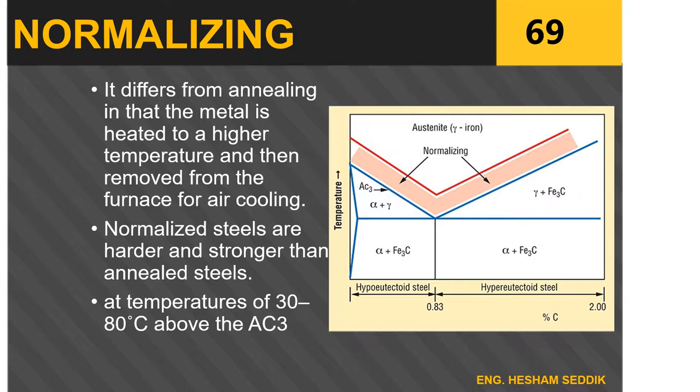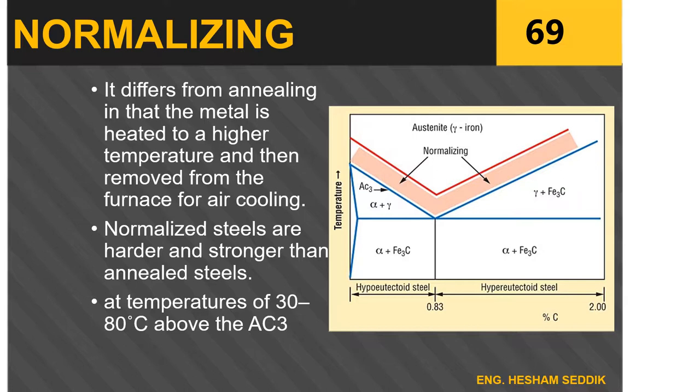Normalizing. Normalizing is near to annealing, but different in the result. For annealing, we take the ductility more than the hardenability. The ductility is more than the hardness. But in normalizing, we take 50% hard and 50% ductile. Normalizing in our figure is above the line of the gamma zone. Don't forget to increase between 30 and 50 degrees above the line of the gamma zone, to ensure your structure becomes completely gamma.